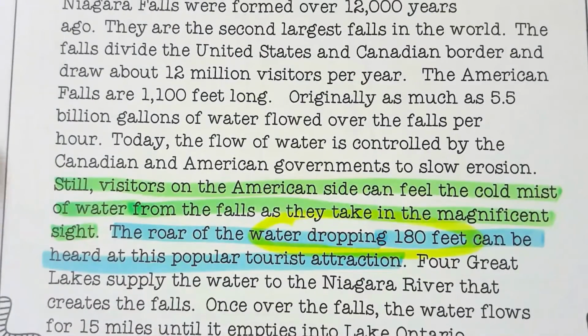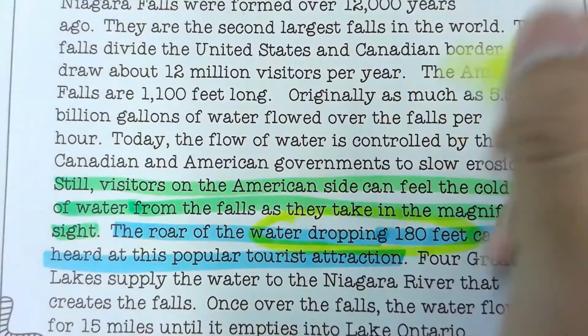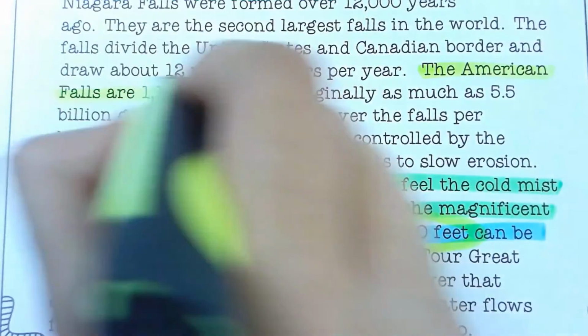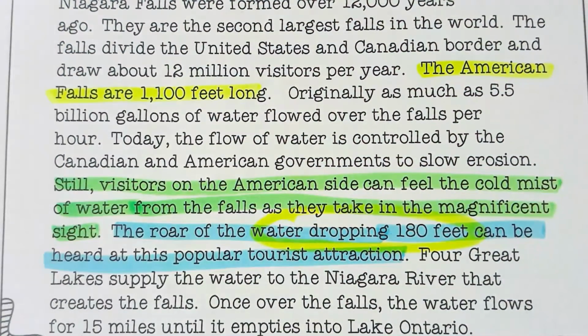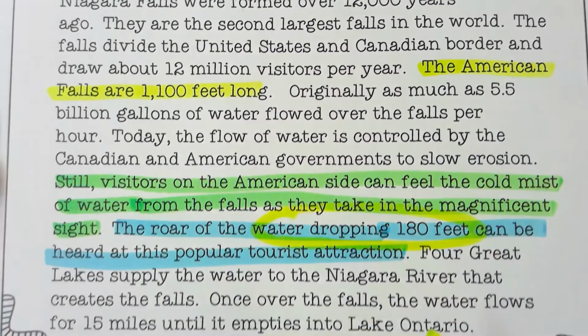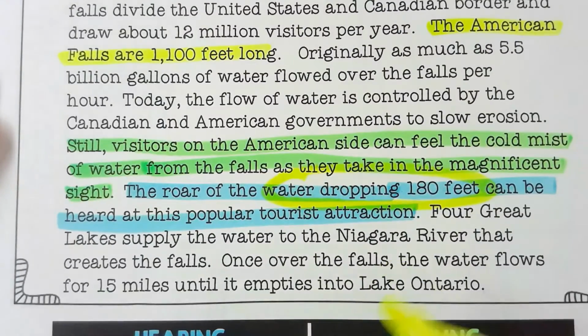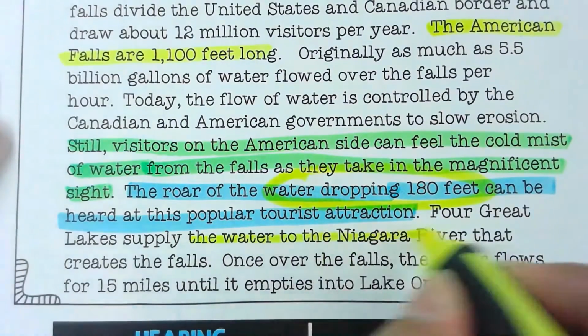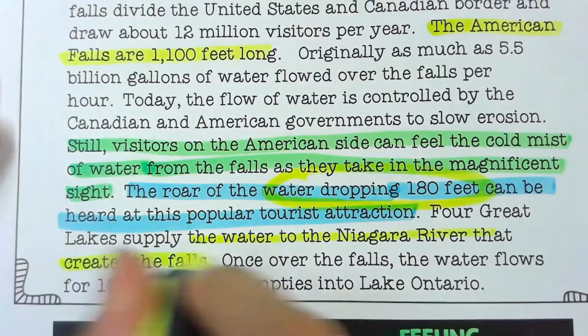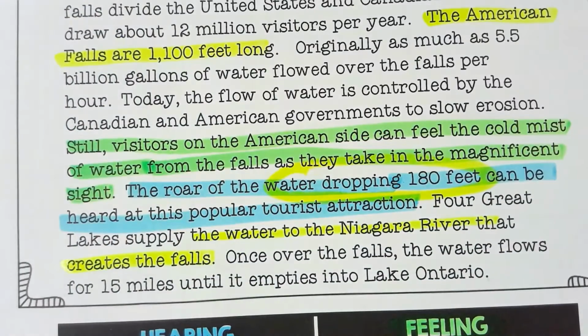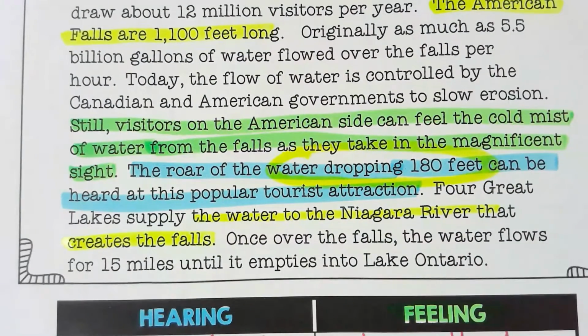Then let's see if you can find the other descriptive detail. The American Falls are 1,100 feet long. You can actually see that. So I want you to highlight it in yellow. Now we're going to fill in the chart with our descriptive details from the passage. Then it says, we have one more. The water to the Niagara River that creates the falls, meaning you can see the Niagara River after the falls.